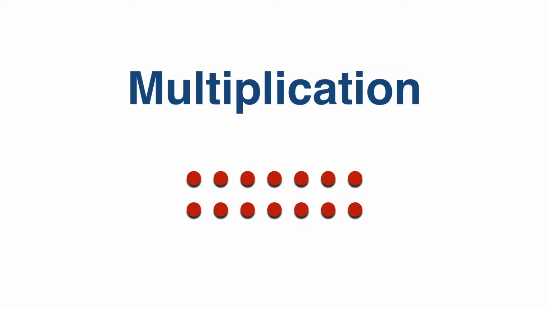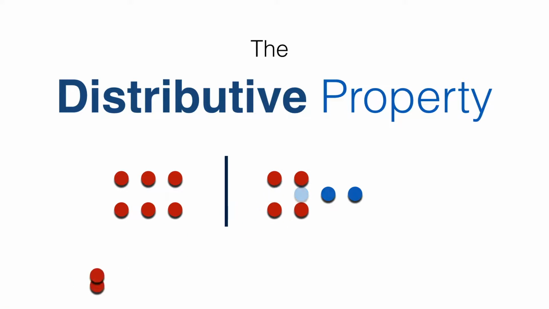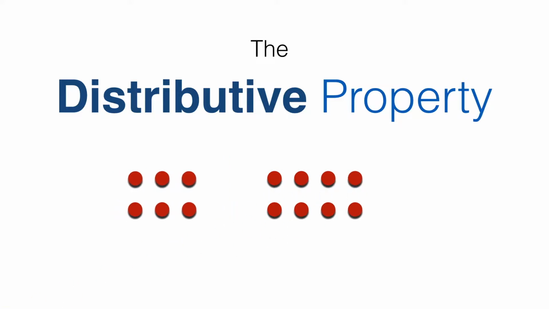That's multiplication. The distributive property is a special way of multiplying. When you multiply a number, you're allowed to break the number into pieces. Multiply each piece separately. And then put the results back together. It seems really obvious, right? But this is a super useful property. You use it all the time and you may not even notice that you're using it.